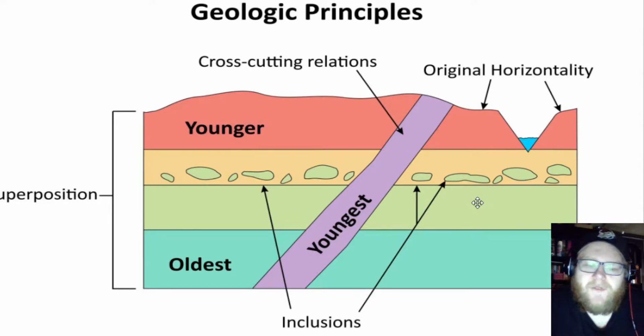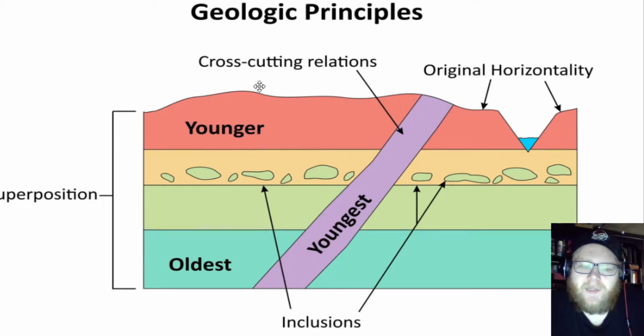And here we just have kind of a diagram, just real quick, that has elements of all four principles we've described so far. We can see some inclusions here, this green layer going into this yellow layer. We can see that it has superposition right here, and we have a cross-cutting relationship, looks like a dike here, and original horizontality, which this layer here, the younger red layer right here, has been cut, and there's kind of a river or some water formation that has been there, but we can still see that despite that cut, it still has its original horizontality on both sides.